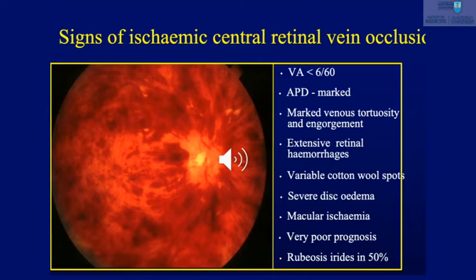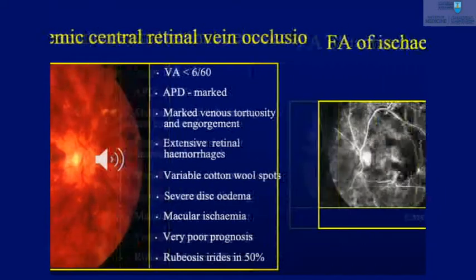One of the worst complications of the ischemic type of central retinal vein occlusion is that it's complicated by rubeosis iridis, which are new vessels that occur in the angle of the anterior chamber and on the surface of the iris, and the patient may lose his vision not from central retinal vein occlusion but from the secondary glaucoma, which is called neovascular glaucoma, due to the neovascularization on the surface of the iris.